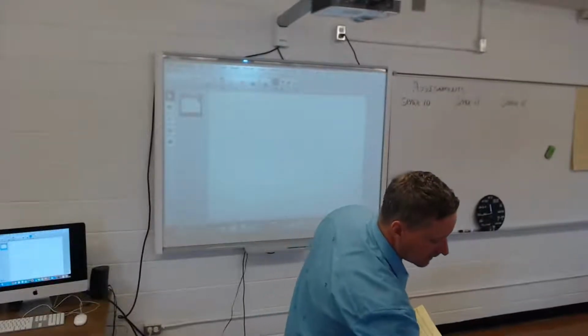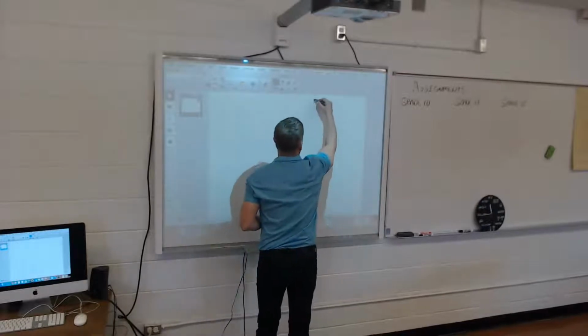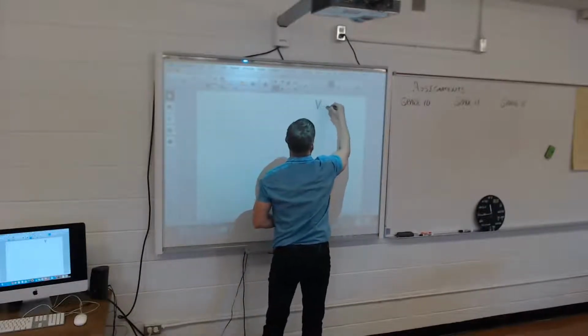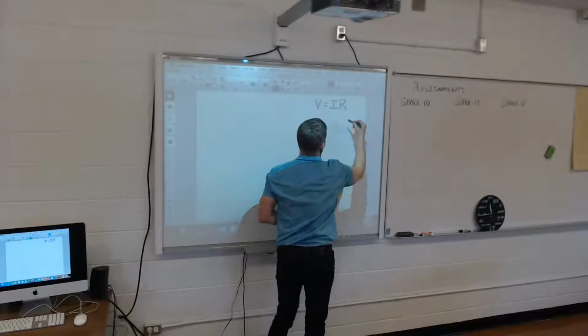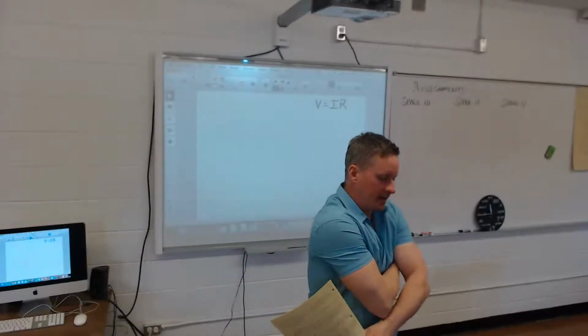In the last section, we spent most of our time just working with Ohm's law. We're still going to do a little bit of work with circuits, but not to the extent that we did in the last one.